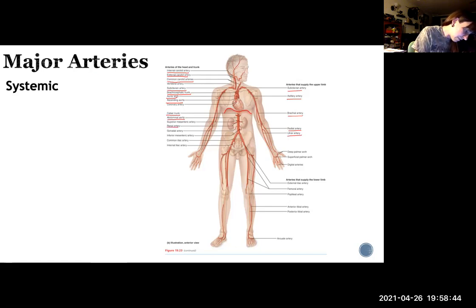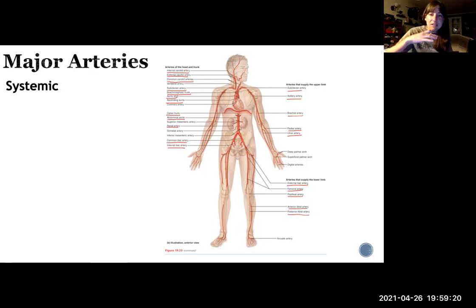And then finally, we get down to this branching here, each branching down into each of the two legs. After the branch, we call it the common iliac artery. We have a little branch happening here, in which we have the internal and the external iliac arteries. The external iliac artery continues down and becomes the femoral artery, which becomes the popliteal artery, which then branches into the anterior and posterior tibial artery, as well as the fibular artery, okay?